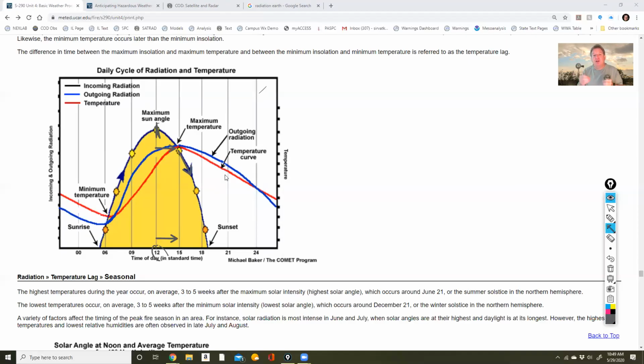What makes temperatures go up in terms of radiation? Good question to write down. More incoming radiation than going out. I've said that many times. I hope you understand that.